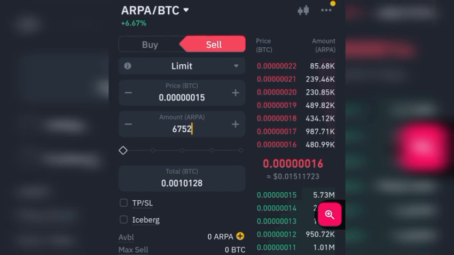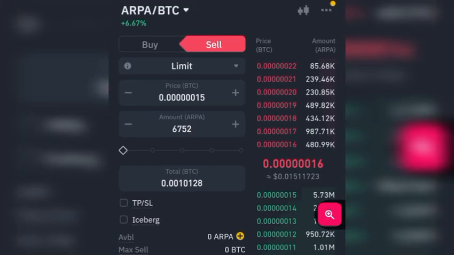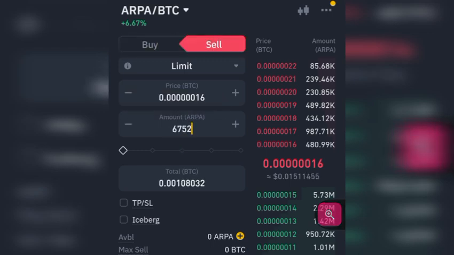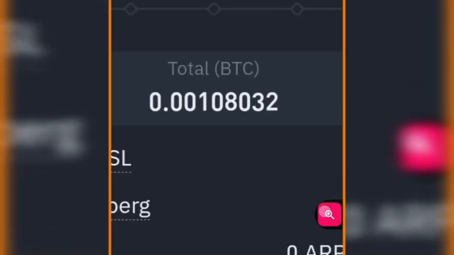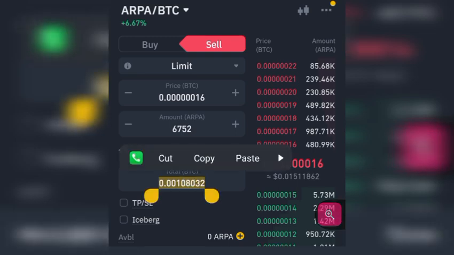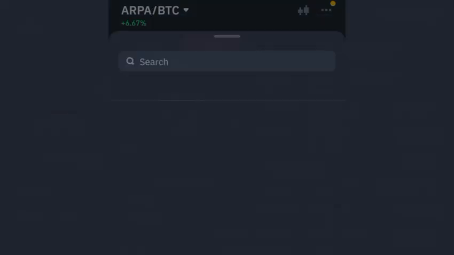So I'm going to keep this in mind. 6752. Let's go back. Don't forget, we'll remove the 1 there. 6752 is going to give us how much? I'm going to copy this. So don't forget 6752. I always have to remember that. So copy that 6752. Remember that? 6752. So let's go to BTC.